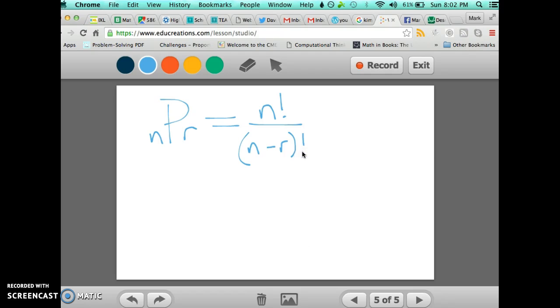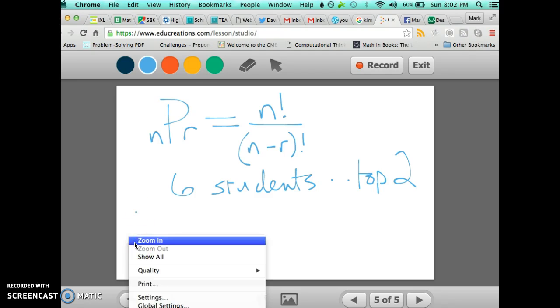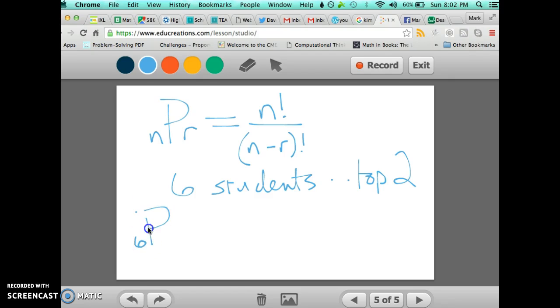Let's say I had a group of 6 students, and I only was interested in the top 2. How many possible top 2s are there? Well, the notation is 6P2. And I start with 6 factorial, right? But really, I only care about the 1st place, there's 6 possibilities. The 2nd place, there's 5 possibilities. My answer is going to be 30, or 6 times 5. But the way it fits into the formula is it's really 6 factorial divided by 4 factorial. And so the 4 times 3 times 2 times 1 is canceled out, and I get 6 times 5, or 30.